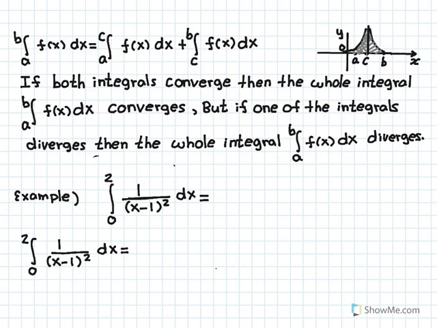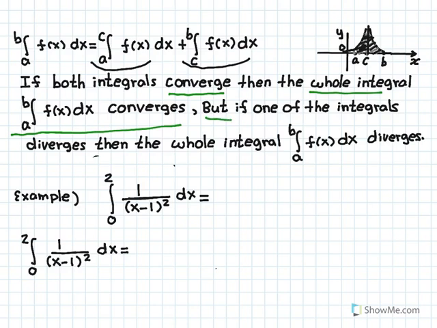All right, so here's an example. The first integral, from a to c of f of x dx, corresponds to this area here, this area that's shaded. The second integral on the right corresponds to this area here, this shaded area. If both of these integrals converge, then the whole integral from a to b of f of x dx converges. But if one of these integrals diverges, then the whole integral also diverges. So let's look at an example.